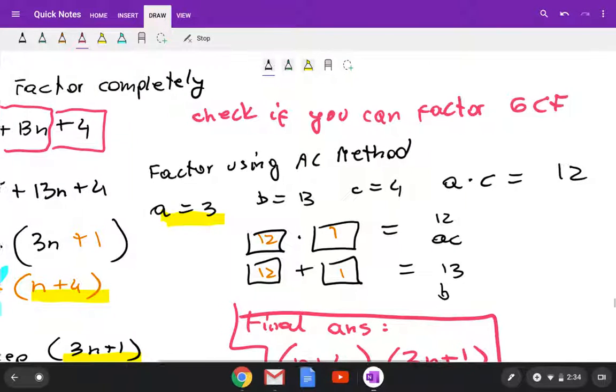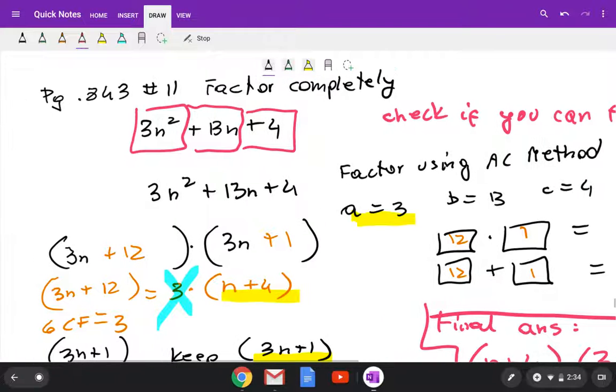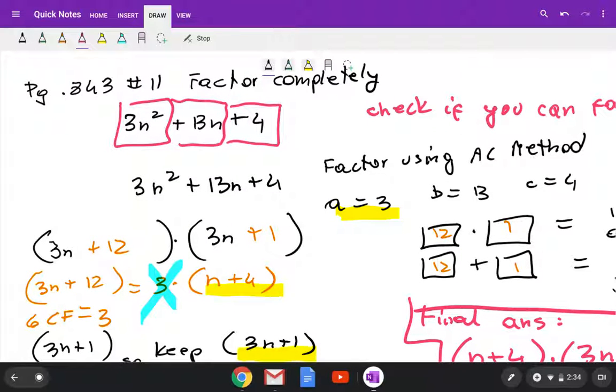Now, in this example, you have to remember that this is the case when A is not equal to 1. So at the beginning, what you're doing, you're putting 3n in each parenthesis because A was equal to 3. So you have 3n in the first parenthesis and you have 3n in the second parenthesis, plus the first integer which we found, which was 12. And in the second parenthesis, I'm putting the second integer, which is 1.